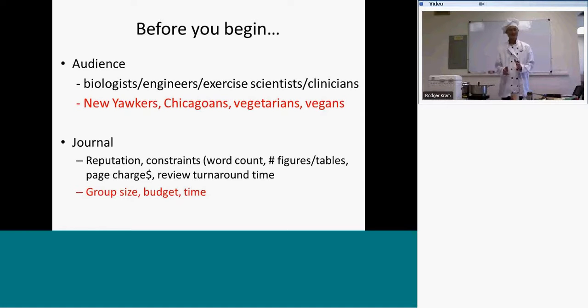So, the most important thing to think about before you even begin to write your article is who your audience is. So, in terms of the journal world, it's whether or not the paper is written for biologists, engineers, exercise scientists, clinicians. And the pizza analogy for that is whether somebody's from New York, whether they're from Chicago, vegetarians or vegans, because you don't want to give a thick, deep dish pizza to a New Yorker, and you don't want to give a thin crust to somebody from Chicago.